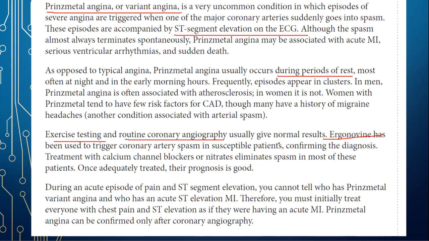What dilates the coronary artery? Nitroglycerin or calcium channel blocker. So treatment will be with calcium channel blocker or nitrate. Now, during an acute episode of pain and ST segment elevation, you cannot tell who has Prinzmetal and who has acute ST elevation MI. So you should treat everyone with ST elevation like an acute MI. When you go for coronary angiography for this patient, you will find out that this patient doesn't have any block. So at that time, you don't need to do angioplasty. Clear? But this patient will be treated just like acute MI.